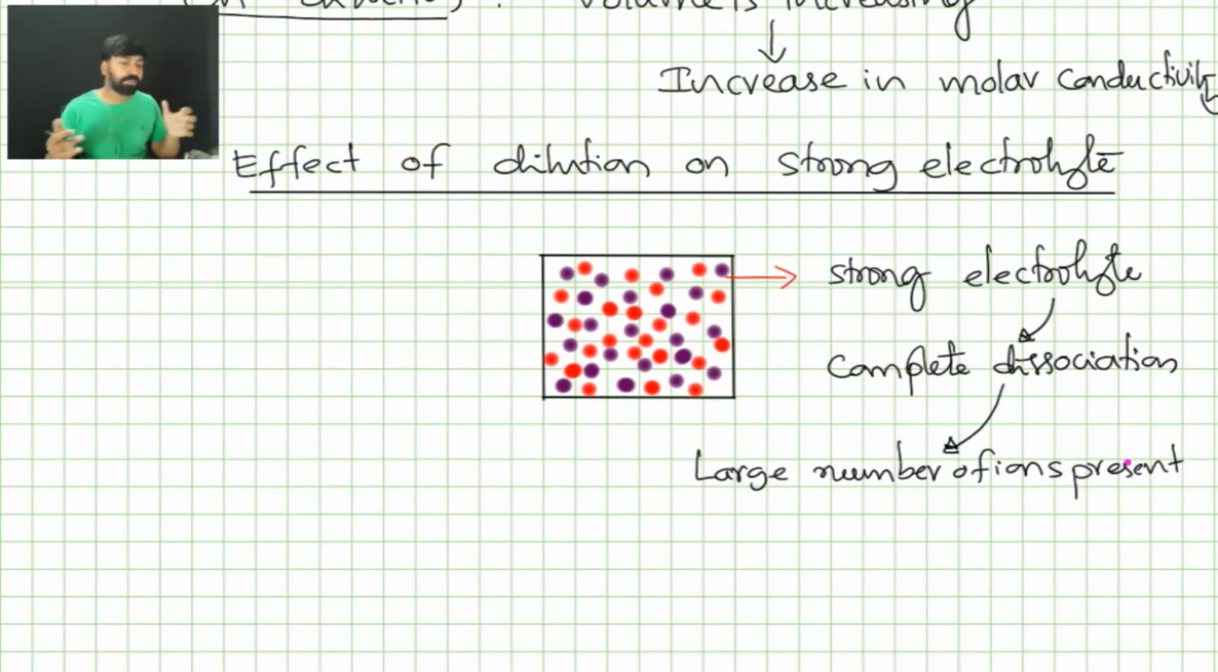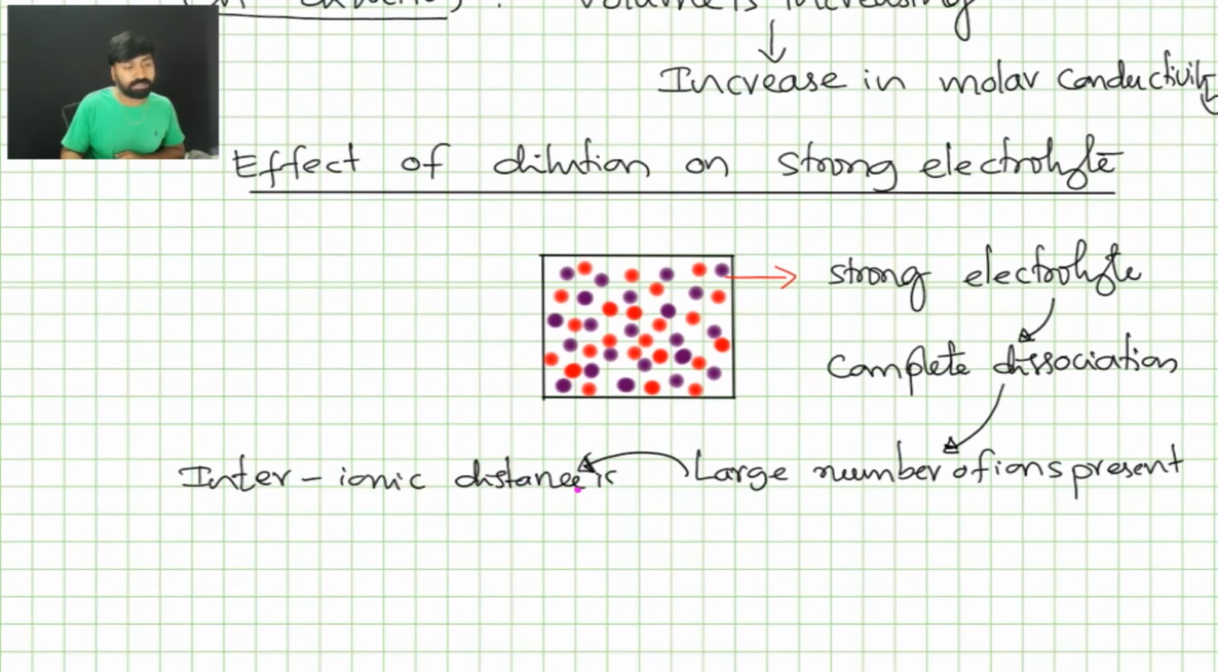If a large number of ions are present in a certain volume of container, then the distance between the oppositely charged ions is very less. Therefore, I will write here the inter-ionic distance is very small. As the distance is small, the ions have attractions between them, and because of that, the movement of ions becomes less.